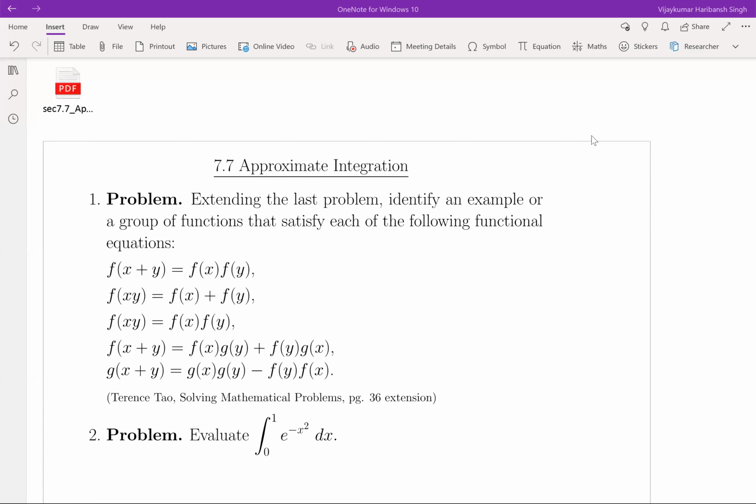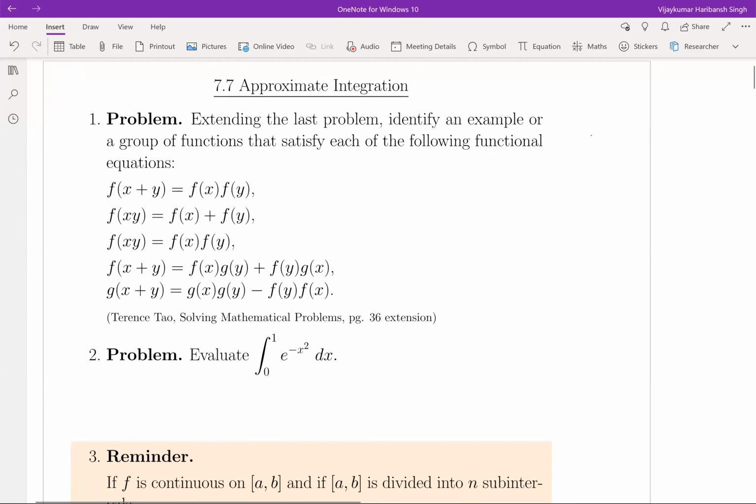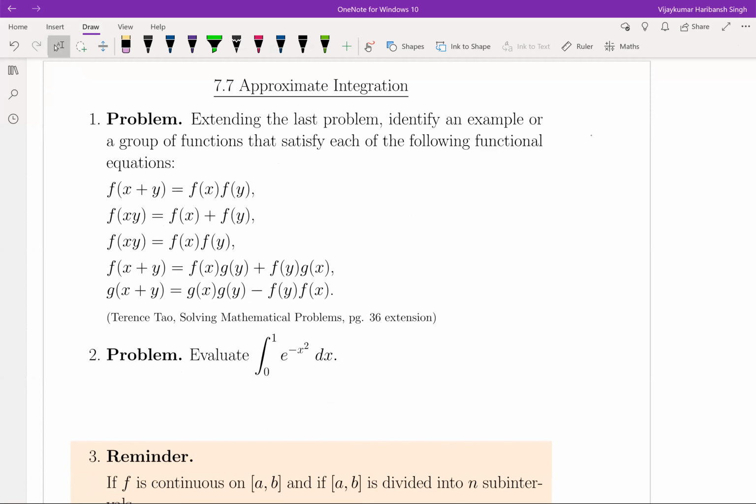The next concept we want to discuss is about approximate integrals. The idea is to find the integral approximately, because sometimes we may not be able to integrate. For example, this function is hard to find the exact value of, because e to the minus x square has no elementary antiderivative and hence you can't integrate it.